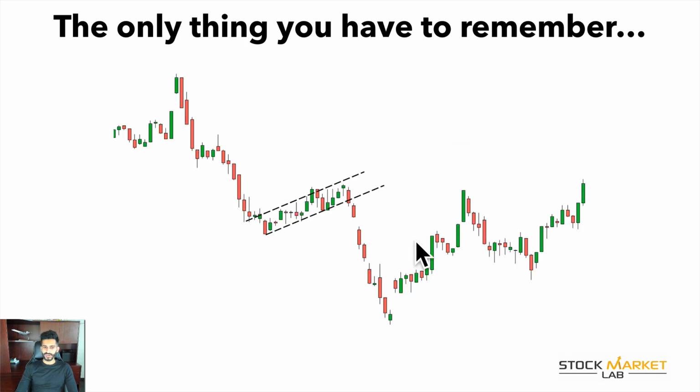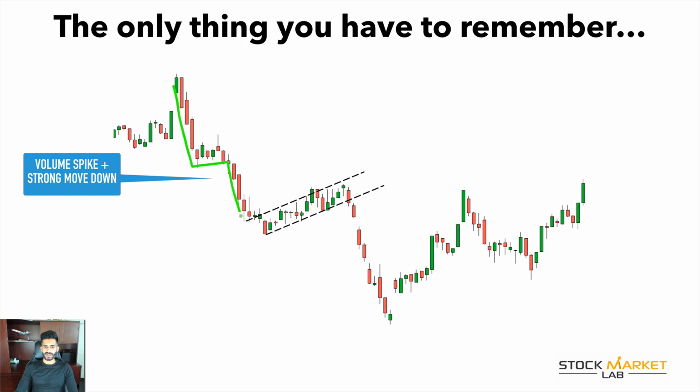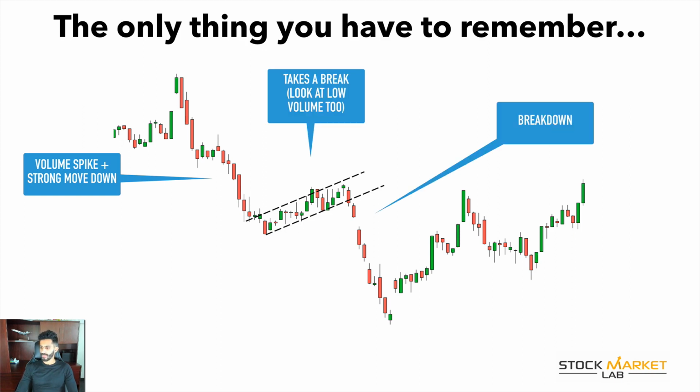And here you go, one more example. You can see a volume spike, strong move down. Stock makes a strong move down, takes a break, continuation, boom, bear flag. We don't care what it's called, we just care about the idea behind it. Stock takes a break, and then boom, we see a breakout. Let's understand it one more time. Strong move down, takes a break, continuation, boom, takes a break again, continuation.